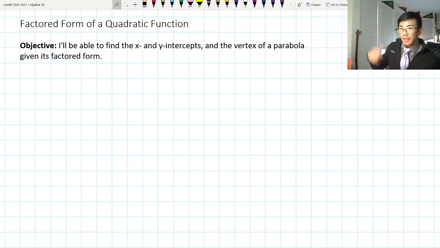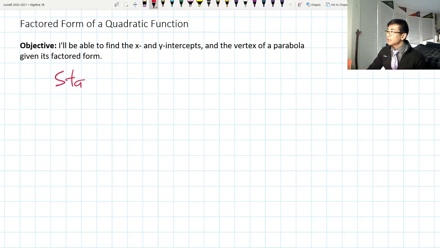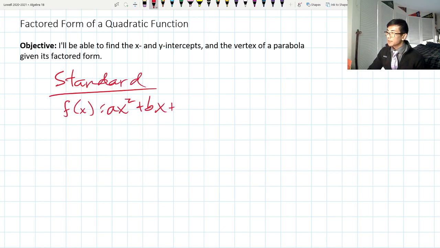Welcome back, folks. So in the last video, we talked about what standard form of a quadratic function looks like. Standard form looks like f of x is equal to ax squared plus bx plus c. And of course, a cannot be 0, because otherwise you actually just have a linear function.